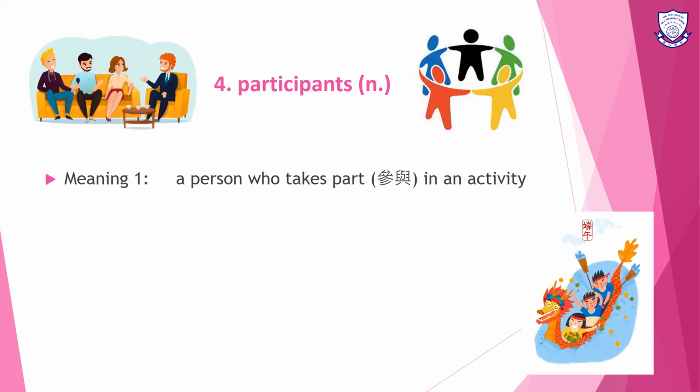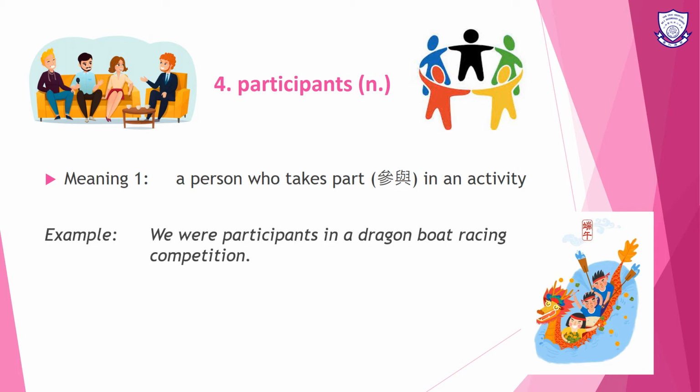Next, number 4, participants. And you see it is a noun. The meaning is a person or people who take part in an activity. Example, we were participants in a dragon boat racing competition. In other words, we joined in a dragon boat racing competition together. We were in that competition.